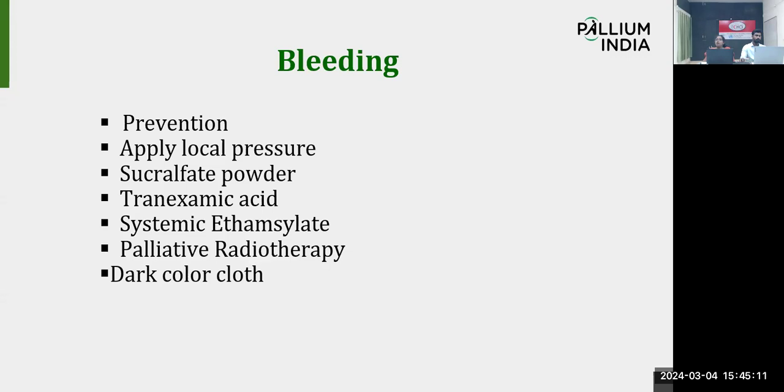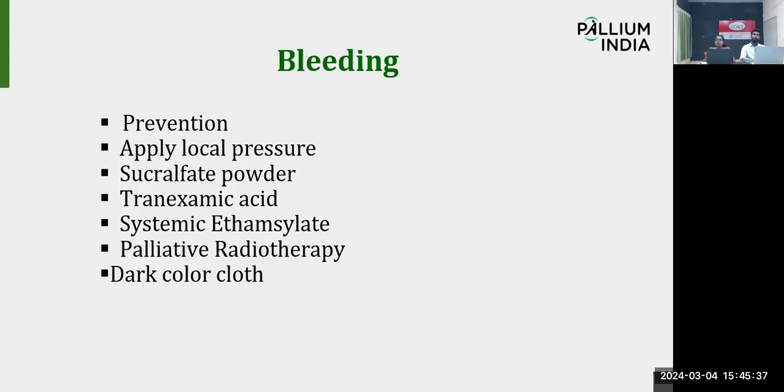Another important thing is dark colored clothes. If someone has developed profuse hemorrhage, especially terminal hemorrhage in terminal cancer patients, then you have to think about dark colored clothes. You have to tell the caregivers that if there is accidental hemorrhage, they should use a dark colored cloth for wiping out the blood.